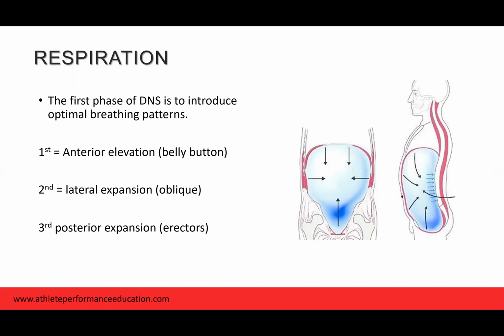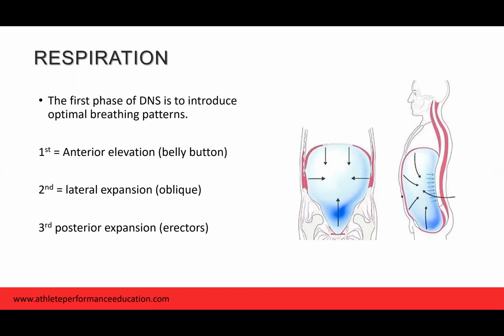The second part we're trying to look for is lateral expansion. So we're looking at the oblique region below the rib cage, in between the rib cage and the top of the ASIS, and we're looking for lateral expansion on both left and right sides. And commonly what we see with dysfunctions is that one side might be more than the other, so we're trying to facilitate expansion in both areas here.